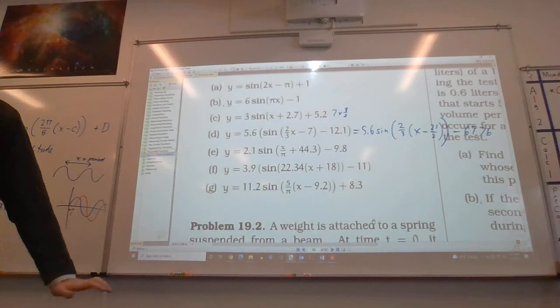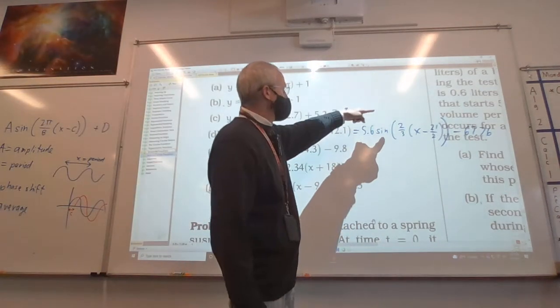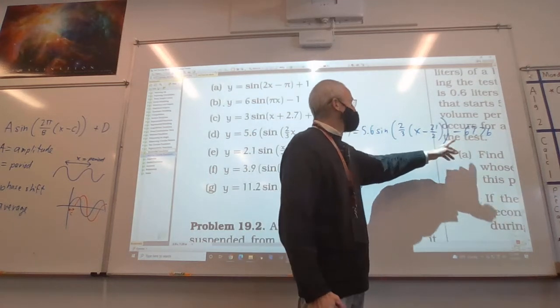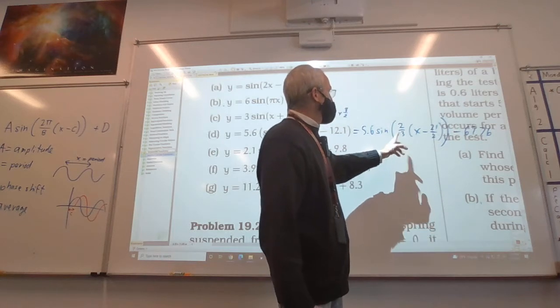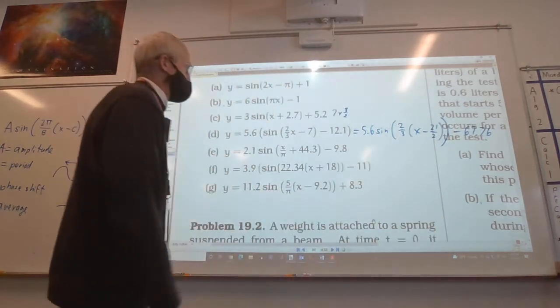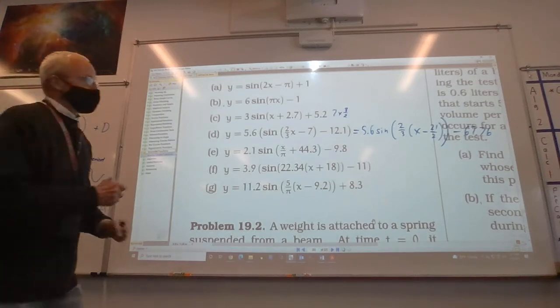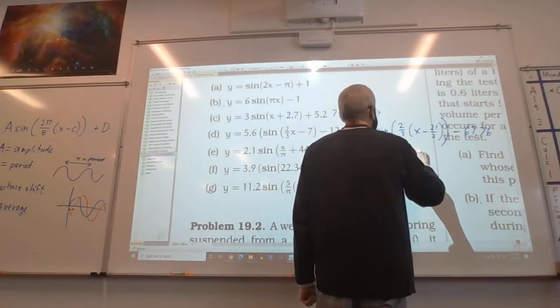Okay, now we could graph that if we wanted to. The amplitude's 5.6, so it goes up 5.6 from the middle. The middle is negative 67.76. It goes above that by 5.6, below it by 5.6. Oh wait, we're not done. Sorry, one last step. We didn't write it as 2 pi over b. So this 2/3 has to look like 2 pi over b.